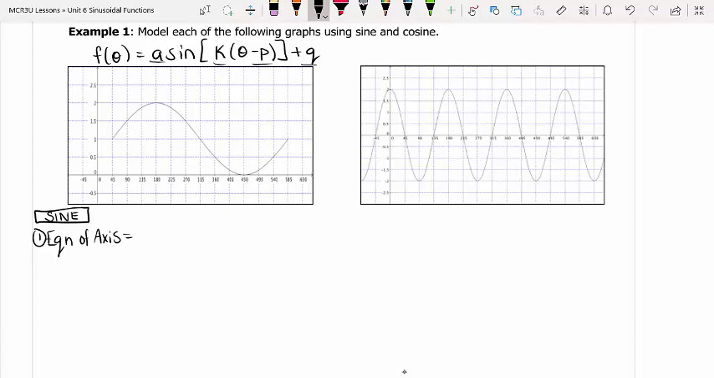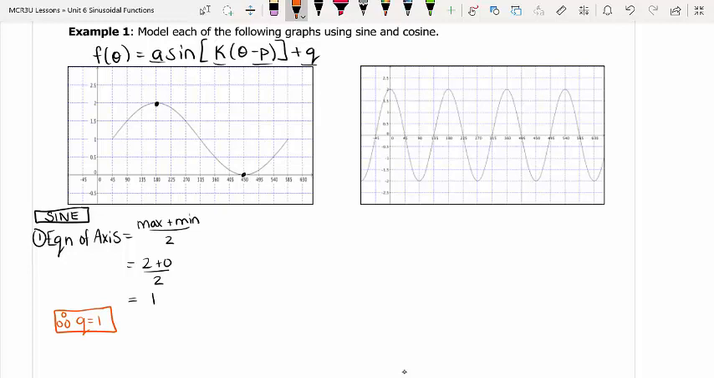The equation of the axis is taking the maximum value of the graph, adding the minimum value of the graph, and dividing by 2. So our maximum value is 2, and our minimum value is 0. Since our equation of the axis is 1, that means our q value in our equation is also 1. So we know one piece of our equation.